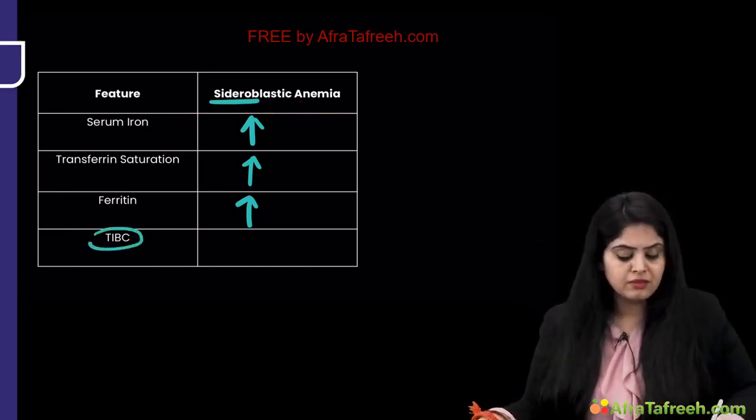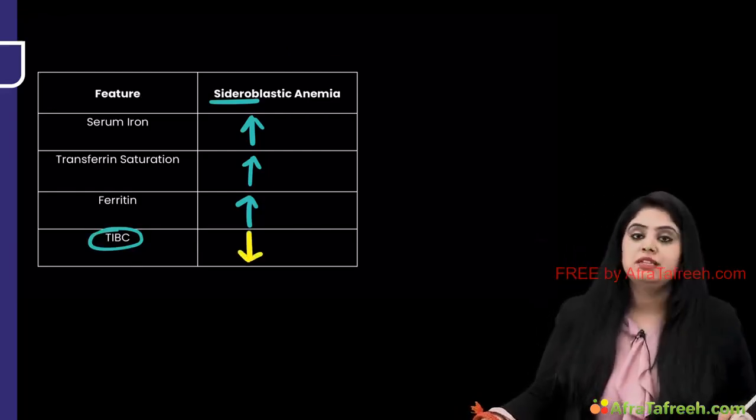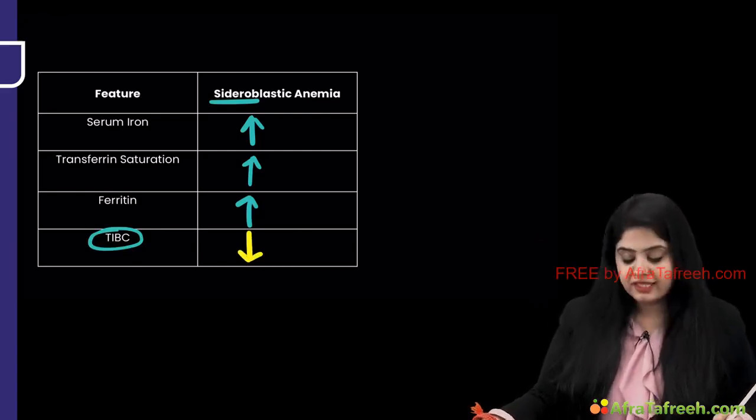So what is the total iron binding capacity? When you have so much money, why do you want more money? You don't want more money. The total iron binding capacity becomes less.